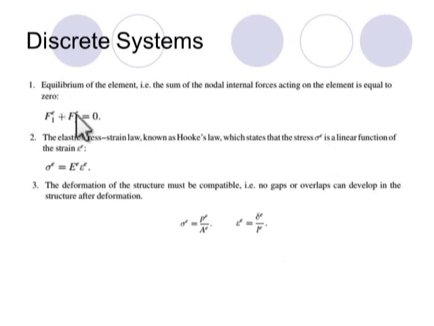Now, we know that for static equilibrium, the sum of the forces acting on an element has to be 0. So this is what I see here. As a result, the forces acting on node 1 and the forces acting on node 2 have to equilibrate each other.